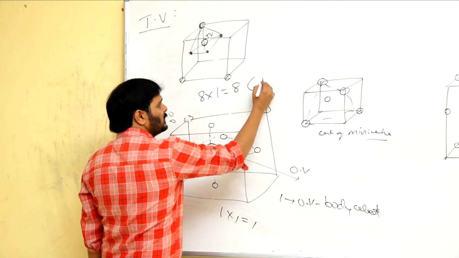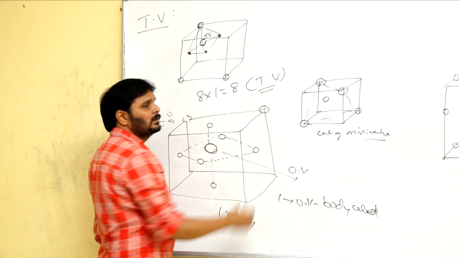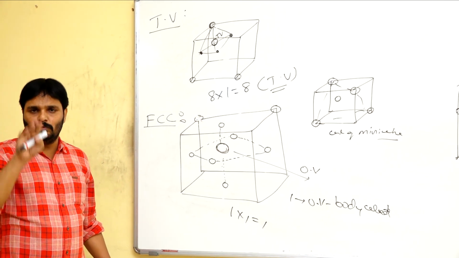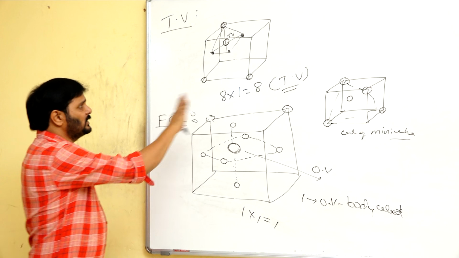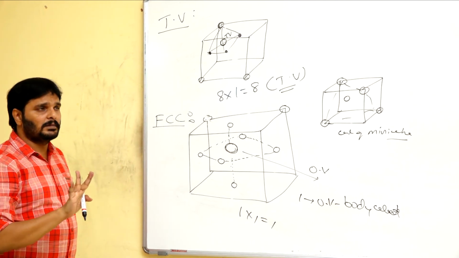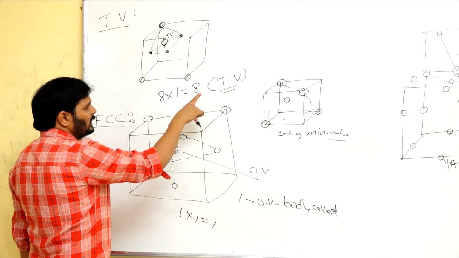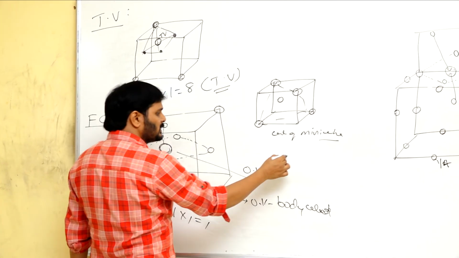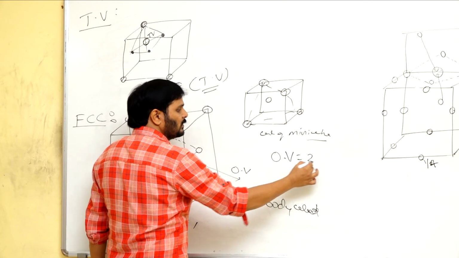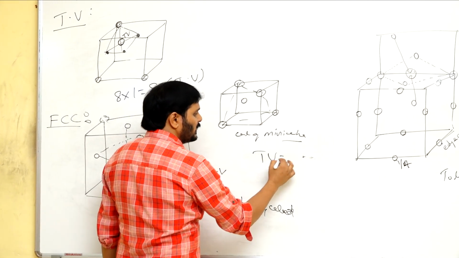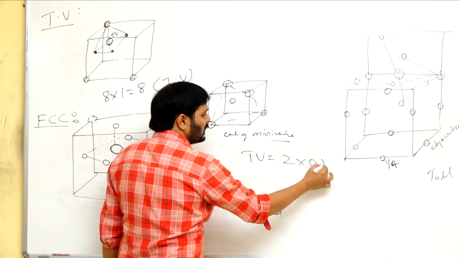So these are nothing but tetrahedral voids. How many tetrahedral voids are there? 8, entirely belonging to only that unit cell. No sharing, no contribution involved. Right? Octahedral voids are 4. Tetrahedral voids are 8. So I can say tetrahedral voids equal 2 times octahedral voids.